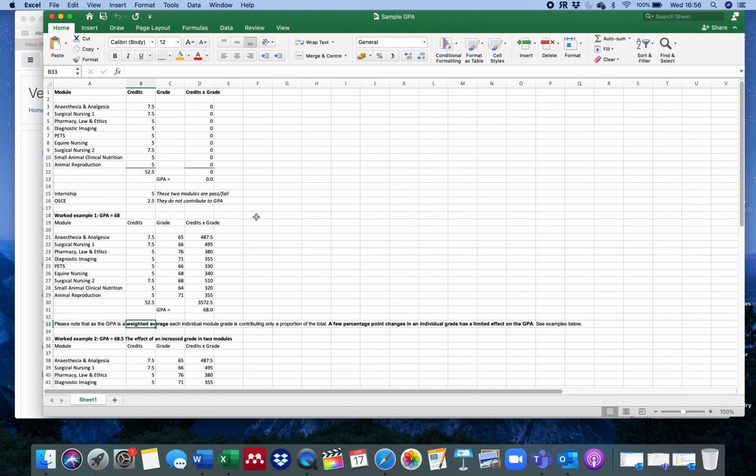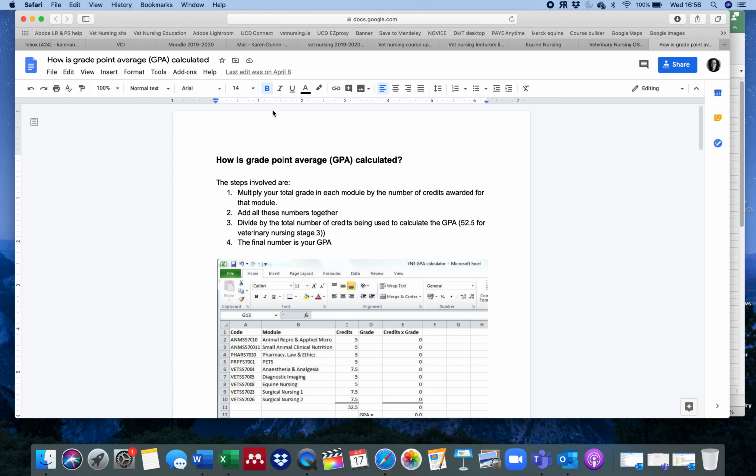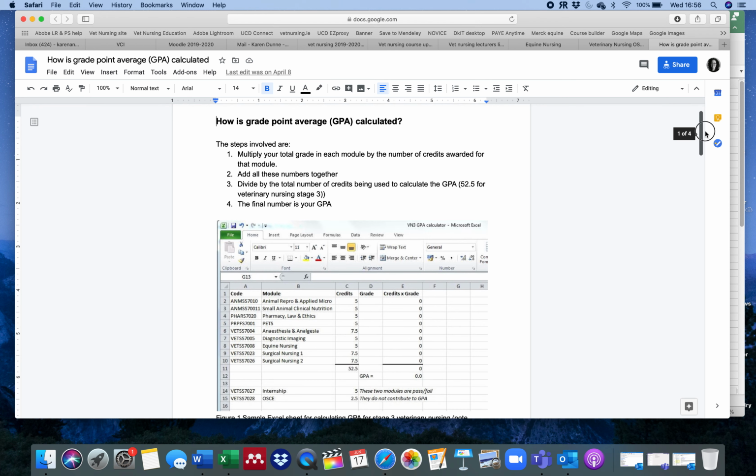Hi there. I've had some queries about the GPA and how it's calculated. I know it can be a bit confusing for people, so I just thought I'd talk you through it. Just to point out that on the Vet Nursing OSCE Moodle page, there's a worked example up here. If you click on this link at the top, it opens up this document, which then talks you through how a grade point average or GPA is calculated.